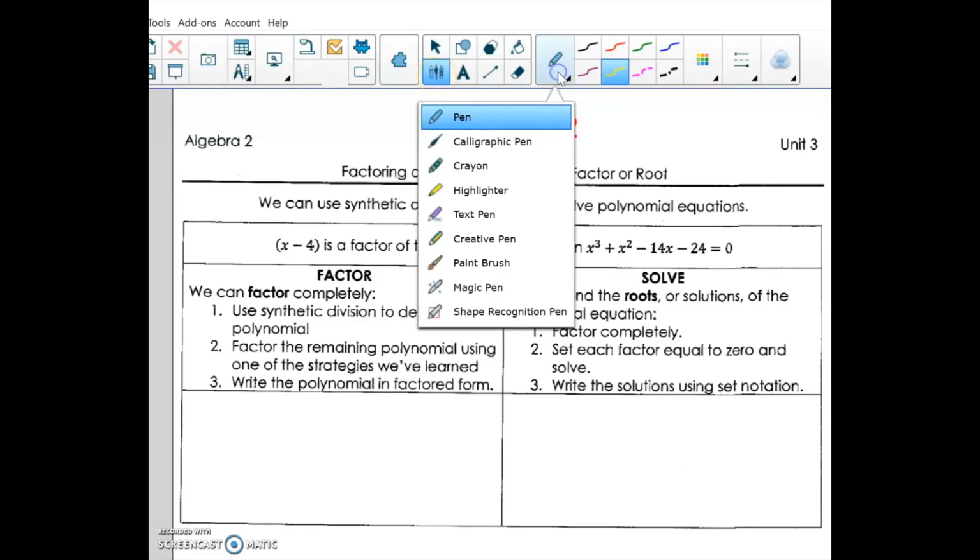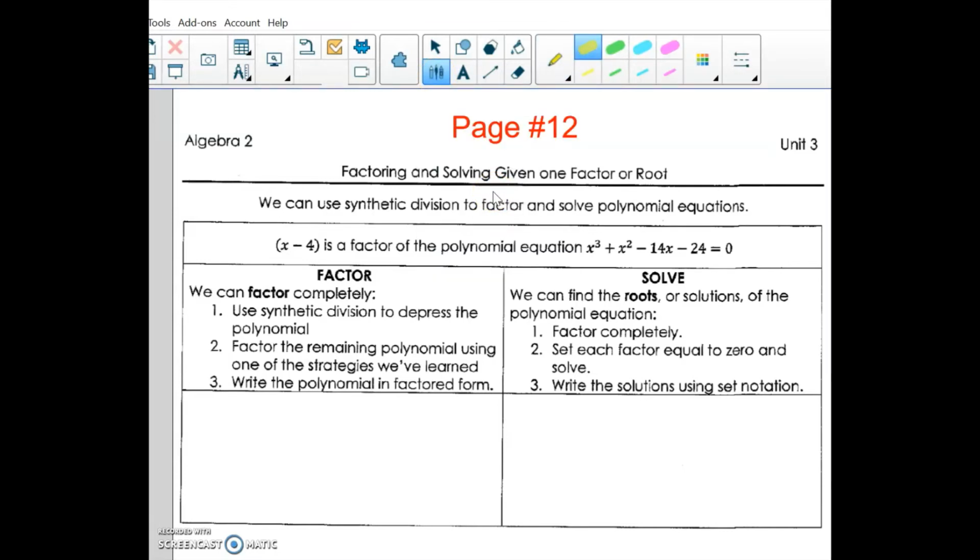Okay, today we're going to look at using synthetic division to factor and solve when you're given some information. You're either going to be given a factor, and a factor would be like x minus 2, usually in parentheses. Or it's going to give you a root, otherwise known as a zero, usually given as x equals 2. So you have to recognize how it's given to you so that you can proceed with synthetic division.